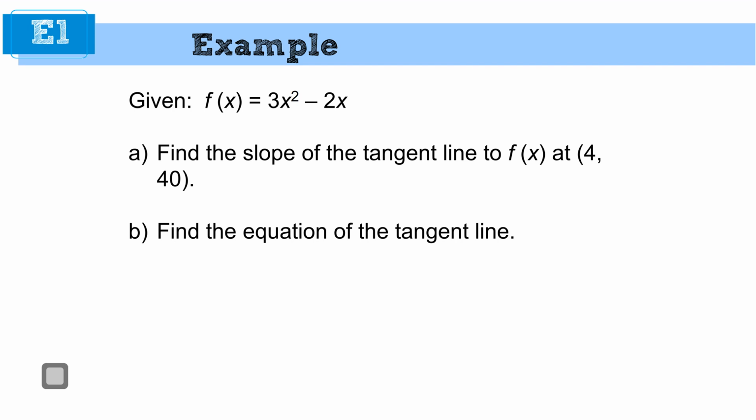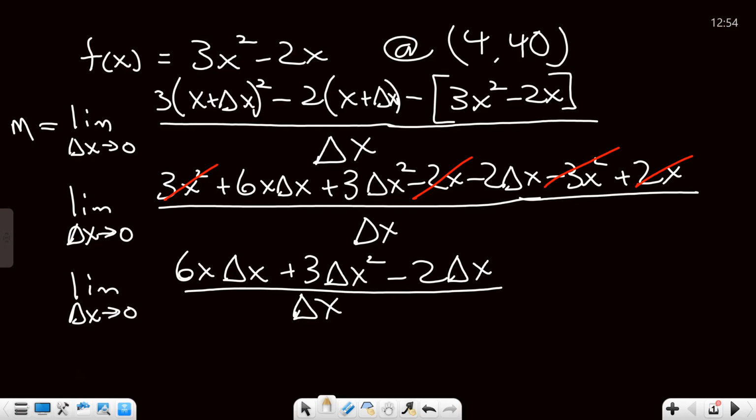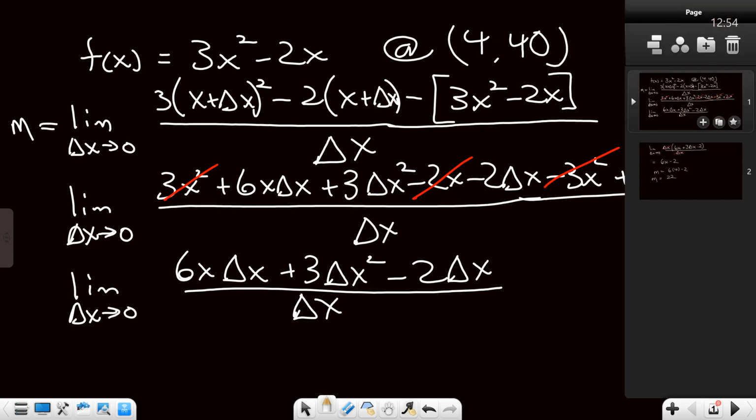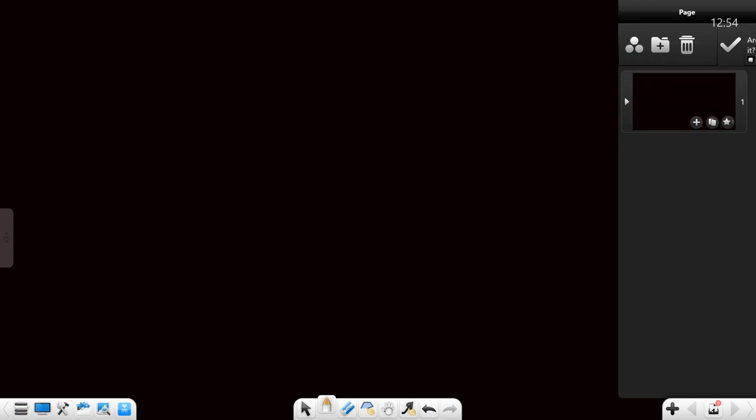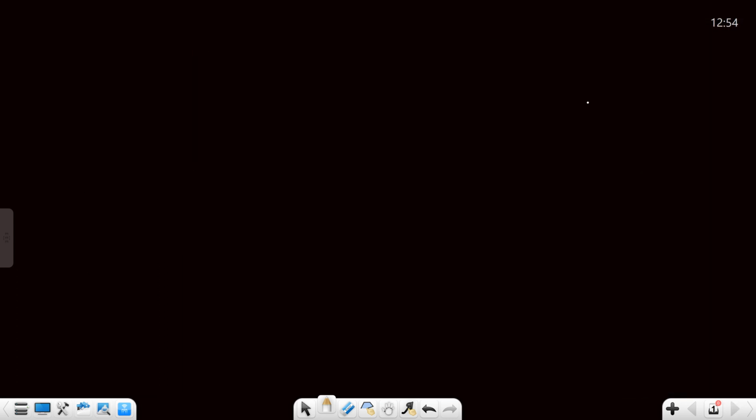We're going to need some working space here. Whoa, it's already done. Let's get rid of that. That would be cheating. Okay, here we go. F of x is 3x squared, was it minus 2x or plus 2x? Minus 2x.